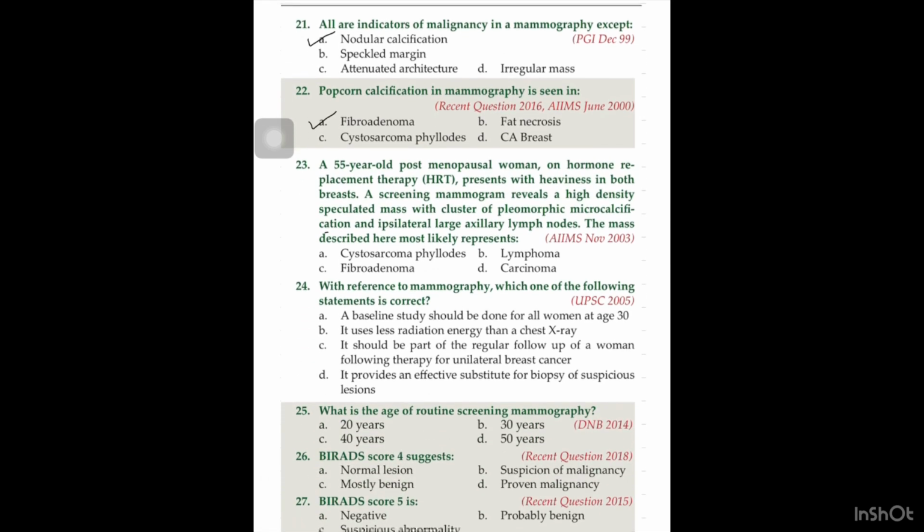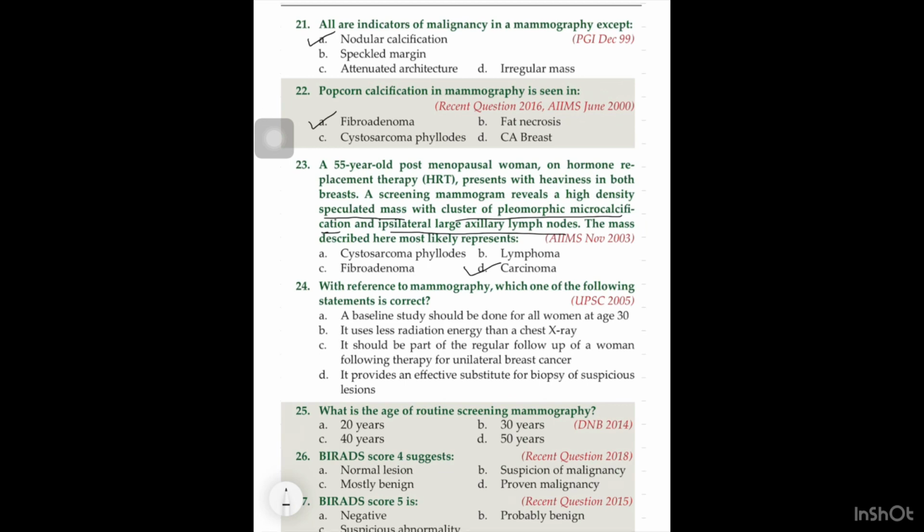So the next question is, a 55-year-old post-menopausal woman on hormone replacement therapy presents with heaviness in both the breasts. The screening mammography reveals a spiculated mass with cluster of pleomorphic microcalcification and ipsilateral large axillary lymph nodes. With all these features, the most likely diagnosis is carcinoma of the breast.